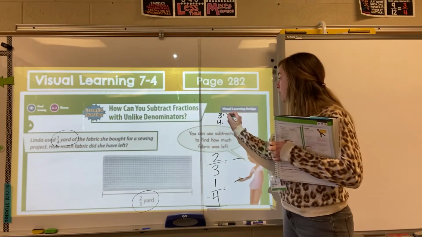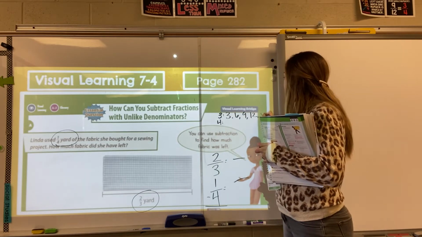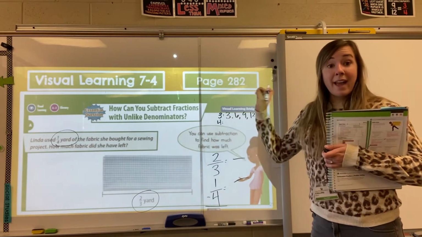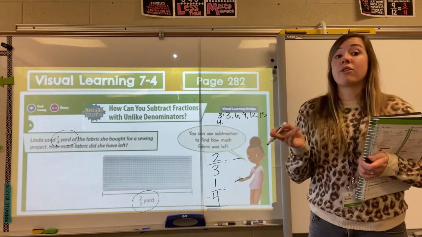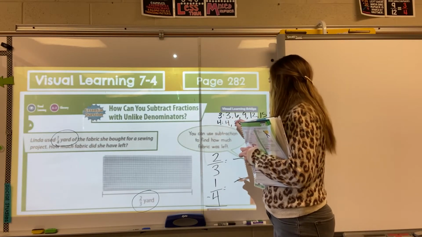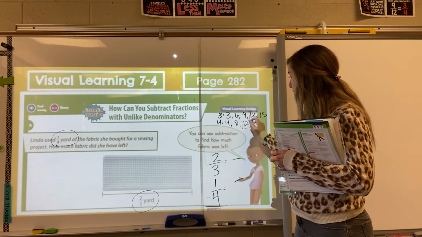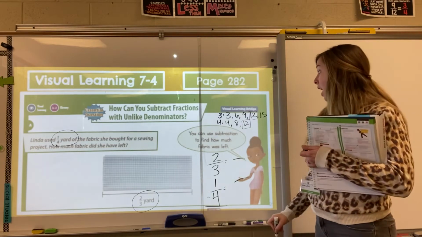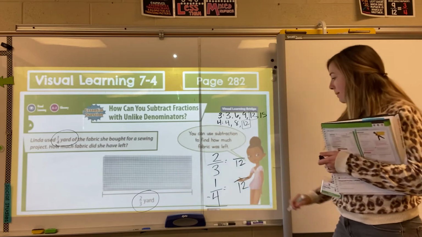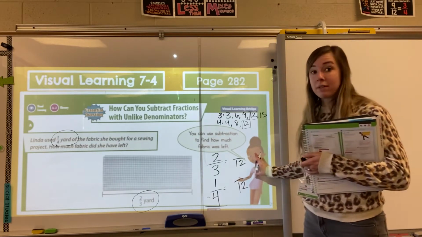If I'm listing out my multiples of 3, I have 3, 6, 9, 12, 15, and then I can start to list my multiples of 4 and see if I have a common multiple. I'm looking for my least common multiple, the smallest number they have in common. So this would be 4, 8, 12. So 12 is going to be my common denominator, and it's the least common denominator that we can find. I put my 12 as my new denominator, and now I need to do a little multiplication in order to create these equivalent fractions.